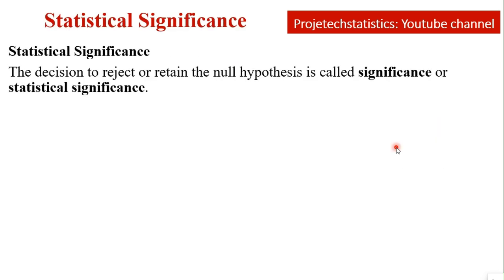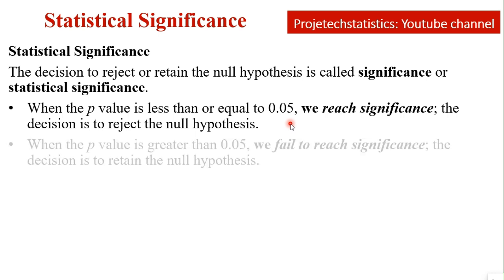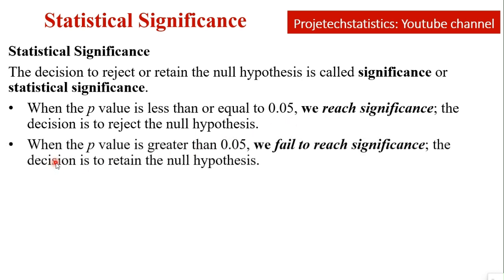So in decision making, the decision to reject or retain a null hypothesis is called statistical significance. When the p-value is less than or equal to 0.05, we reach significance. In other words, the decision is to reject the null hypothesis. But when the p-value is greater than 0.05, we fail to reach significance, and the decision is to retain the null hypothesis.